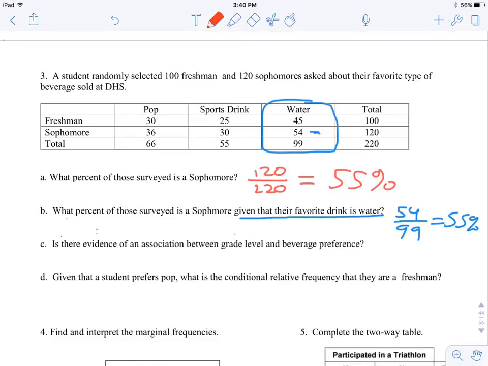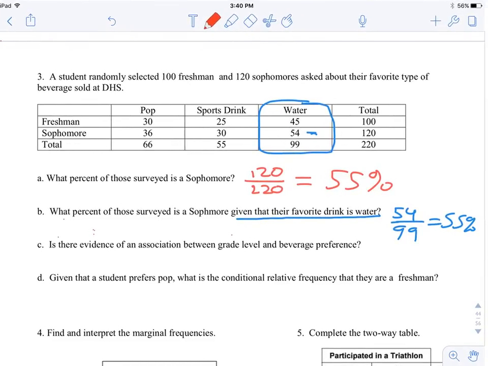We'll talk a little bit more about C in class, but let's look at D real quick. Given that the student prefers pop, that means we're looking in the pop section. The given always tells you what column or row to look at. Given that they prefer pop, what is the conditional relative frequency that they are a freshman? Who are the freshmen? There are 30 of them out of the total 66 that prefer pop. 30 out of 66 is going to be 45%.